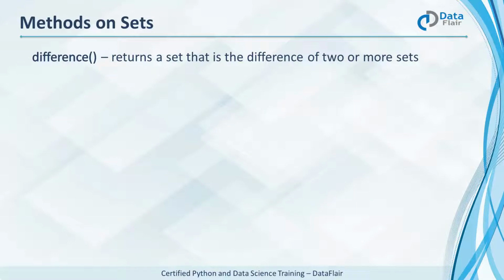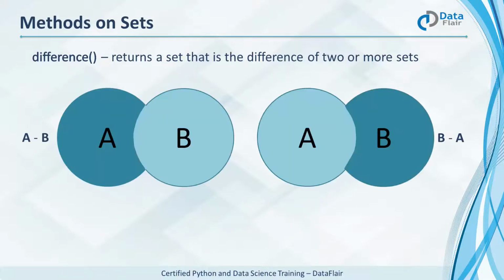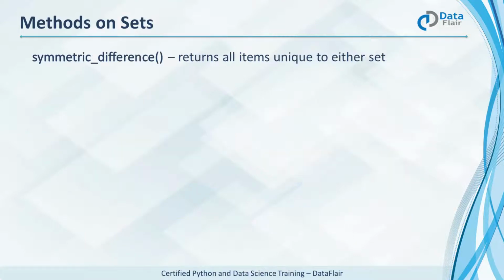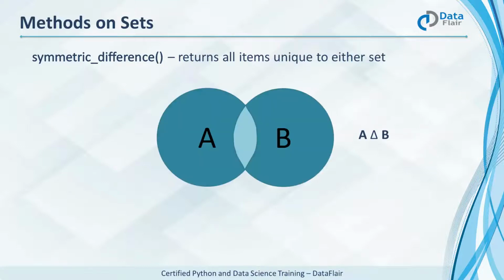Difference returns the set difference. What's in A and not in B? What's in B and not in A? 1 and 2 are in set 1, but not in set 2. And the same for set 2 and set 3 with set 1. Symmetric difference returns all items that are unique to A and those unique to B. Set 1 and set 2 have the element 3 in common, but rest all elements in them are unique to them.